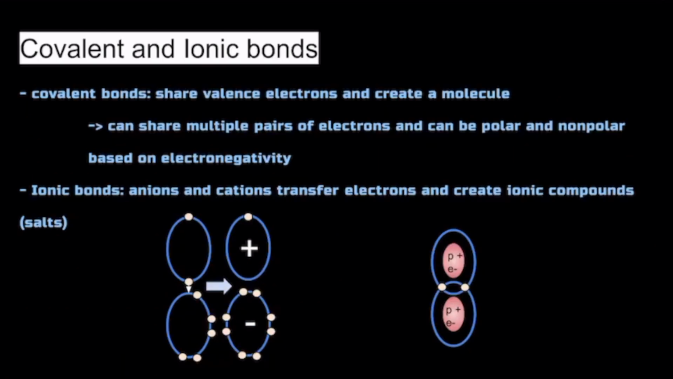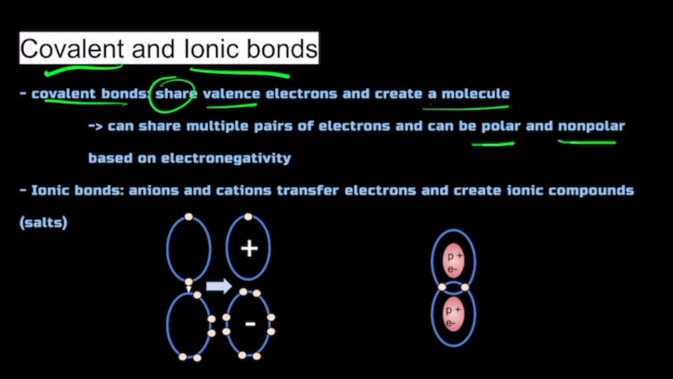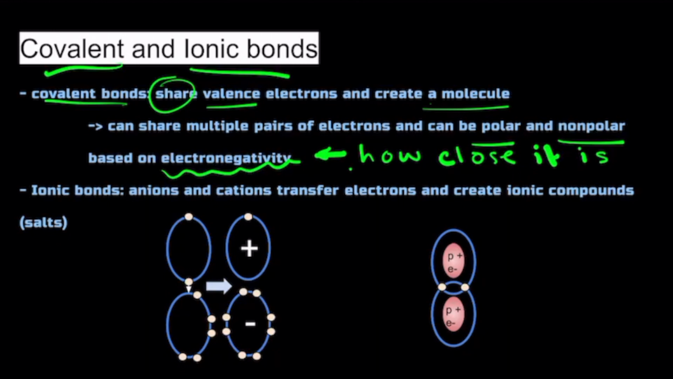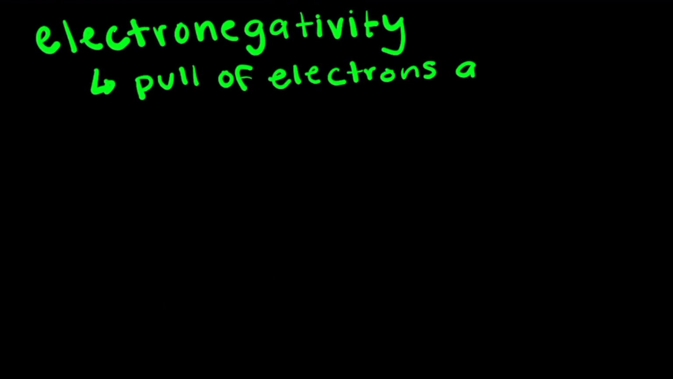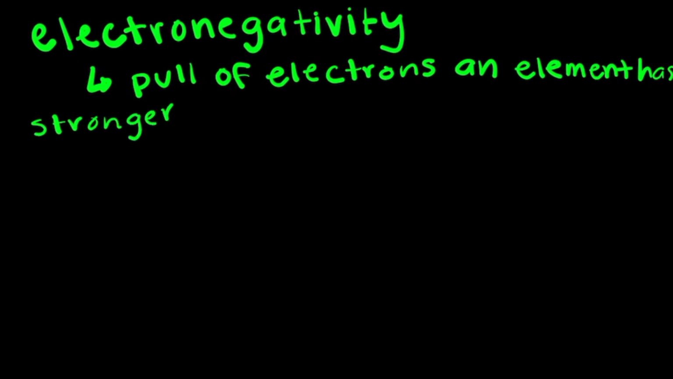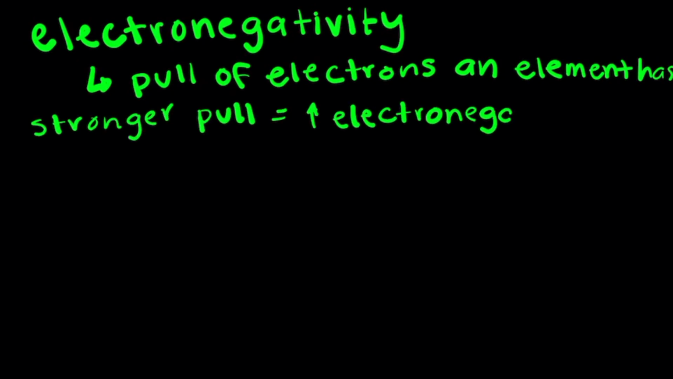Going back to elements, to make compounds we need bonds between the elements. There are 2 main types of bonds, covalent and ionic. Water is an example of a covalent bond. In a covalent bond, the elements are sharing their valence electrons. The bonds can be polar or nonpolar depending on their electronegativity, which is based on how close the element is to fluorine. The electronegativity is the pull electrons have on an element. The stronger the pull, the more electronegativity the element has.